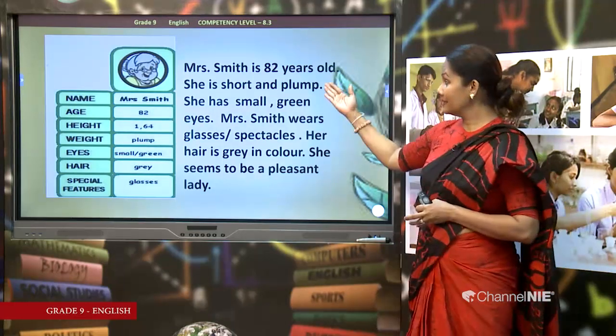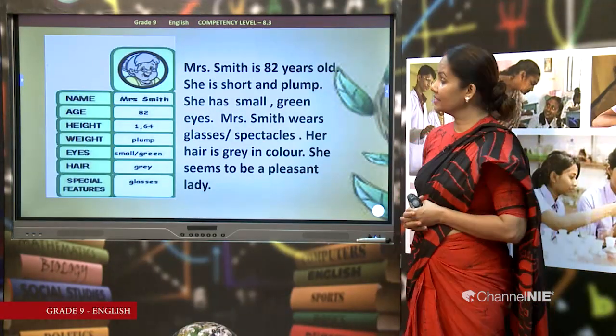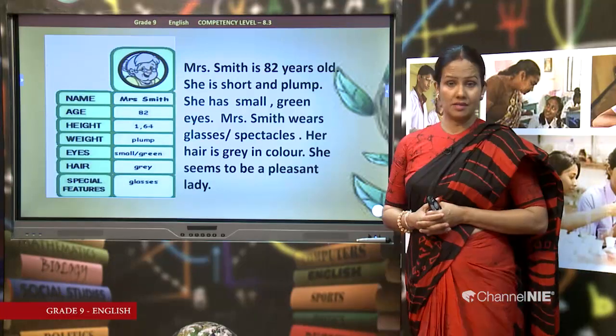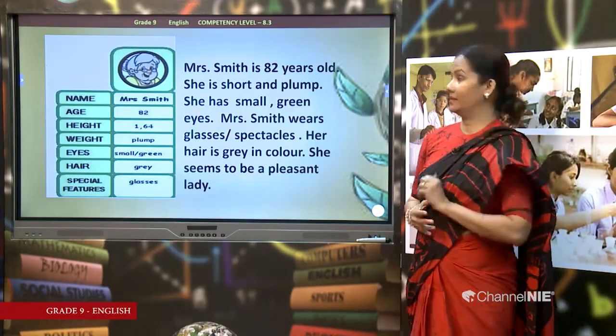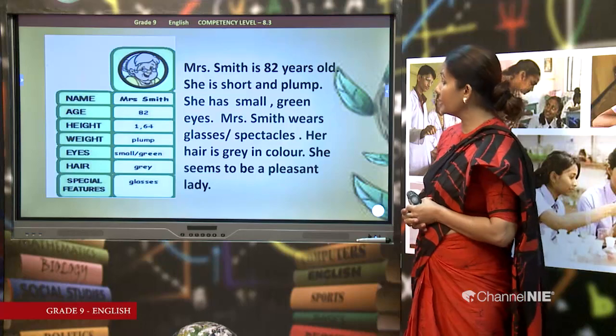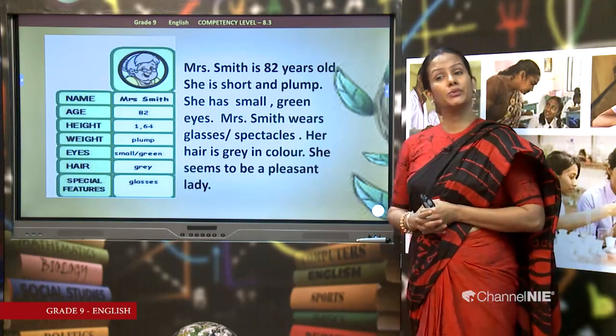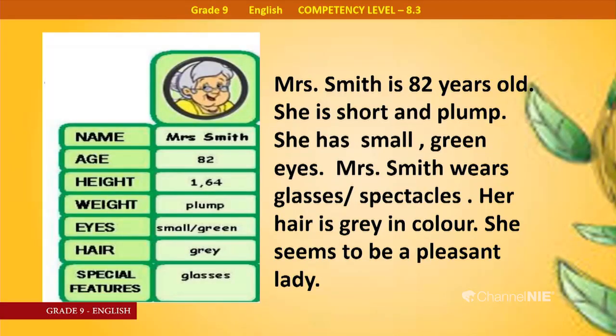Yes, here it is. So the name, Mrs. Smith. So we are going to start with the name. Mrs. Smith is 82 years old. So we are starting with her age. She is short and plump. So we are telling about her eyes next. She has small green eyes.